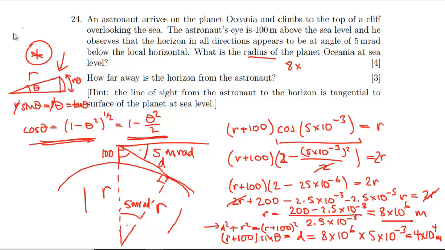We ended up with 8 times 10 to the 6 meters and 4 times 10 to the 4 meters. So they were challenging questions, but they were also very manageable ones. I like that trio. That was a good batch.